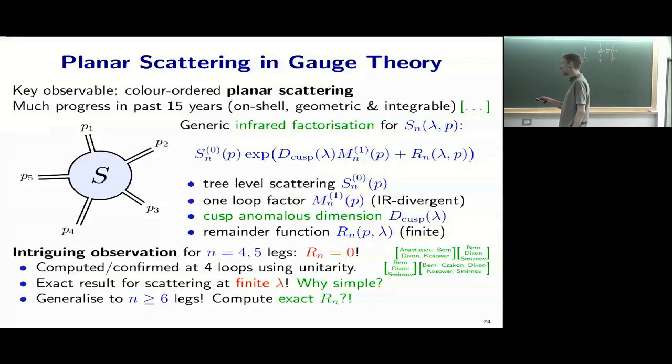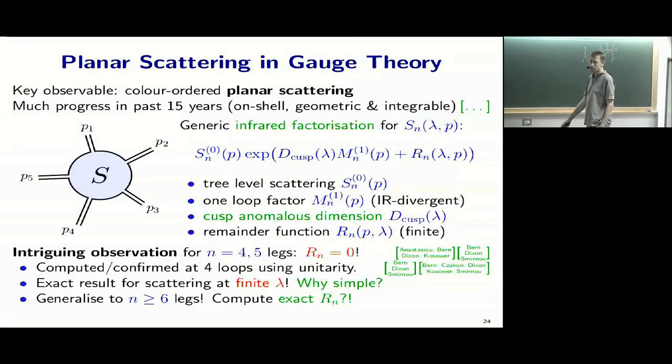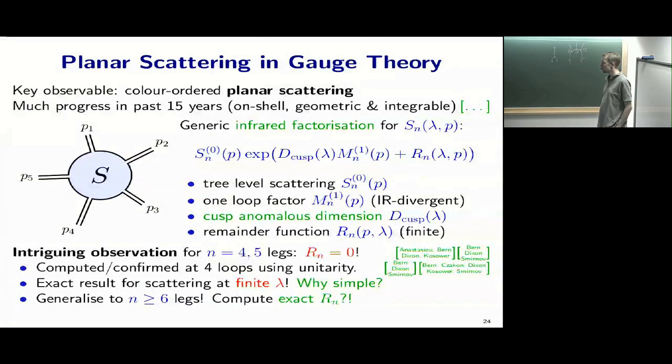Now, in all of these calculations, there was one intriguing observation that has been made for 4 external particles, and even for 5 particles, namely that this remainder function turned out to be finite. Not just finite, by definition it's finite, but it's just 0 or just constant. So this function turned out to be trivial, and if you find something that could in principle be very complicated but then turns out to be trivial, then you wonder why on earth is that so?